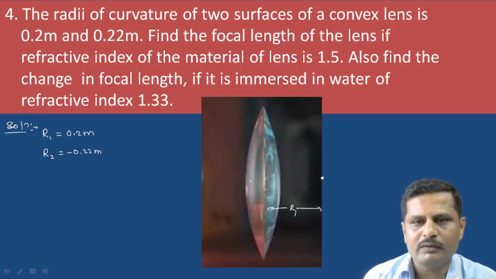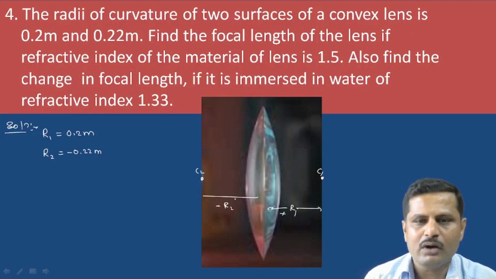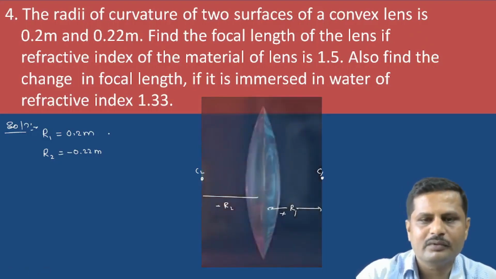Let me consider this R1. And when we consider this other surface, we will get the center of curvature this side. Let me consider this C1 and this C2, and this will become R2. We know that anything considered right of the convex lens should be positive, and anything considered left of the lens should be negative according to Cartesian sign conventions. So R2 should be considered as negative. Okay, this is the thing.